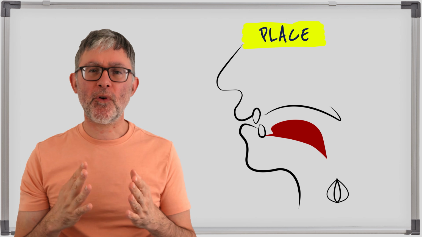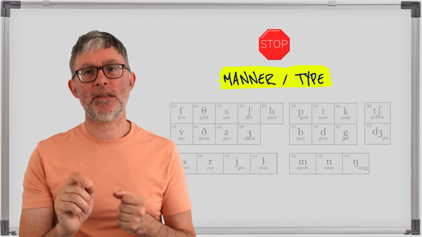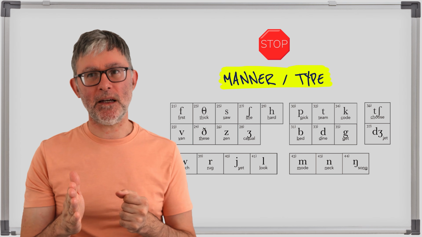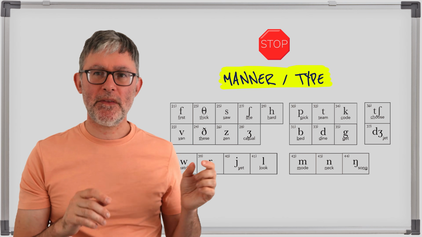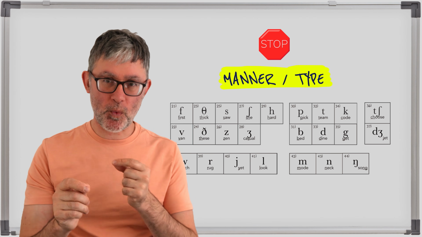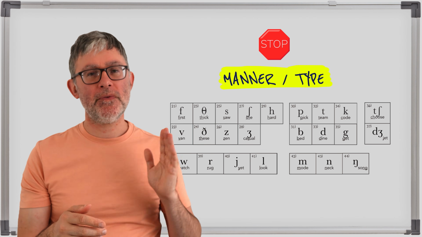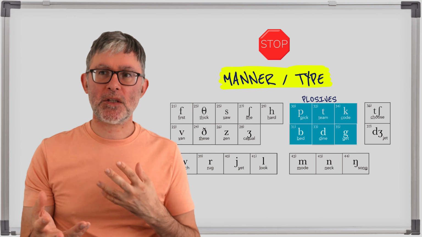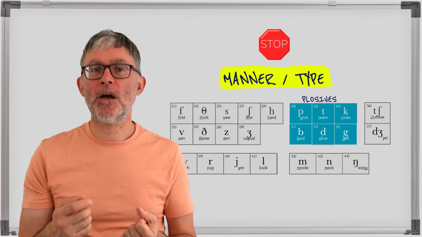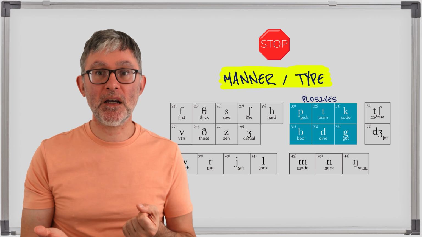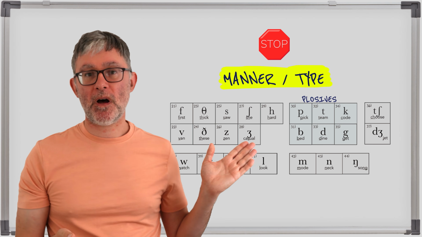So we've seen voicing and place. The final part of the consonant jigsaw is the type or manner of articulation. Note that these sounds are in groups. This is because each group has a specific way of blocking the air. This group are plosives, so there's a complete block, often followed by an explosion of air: t, g. This group are fricatives.